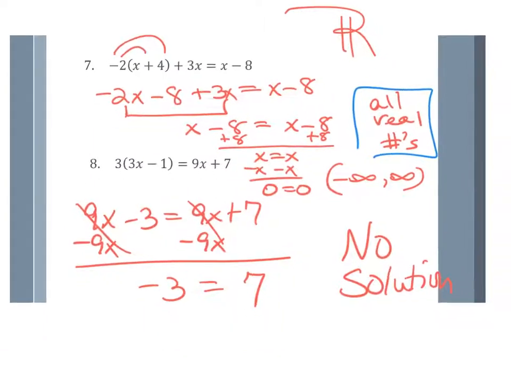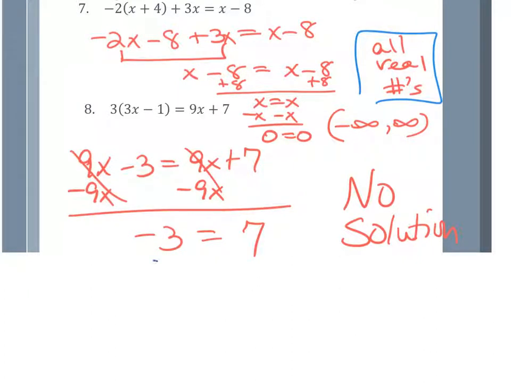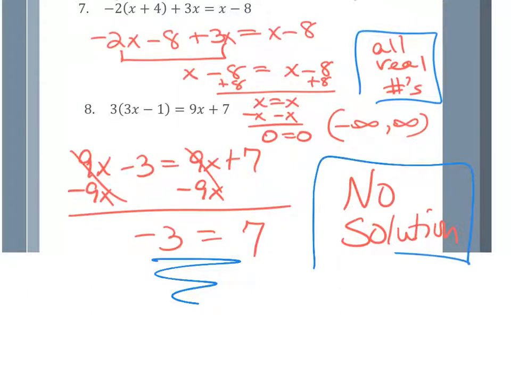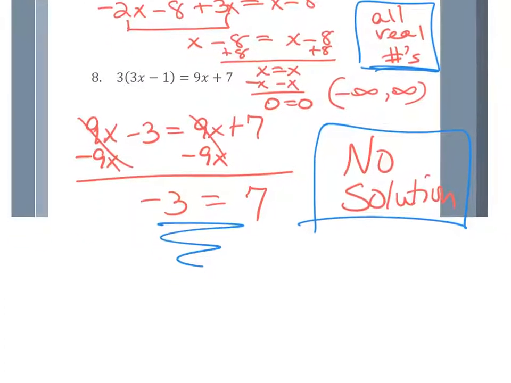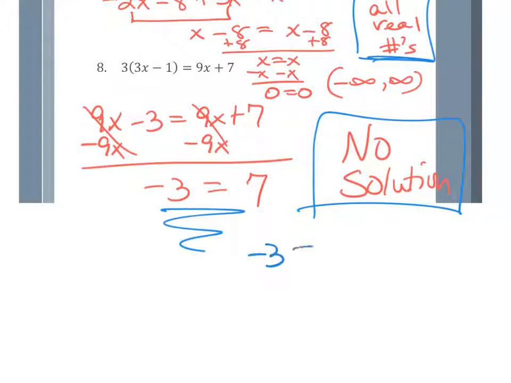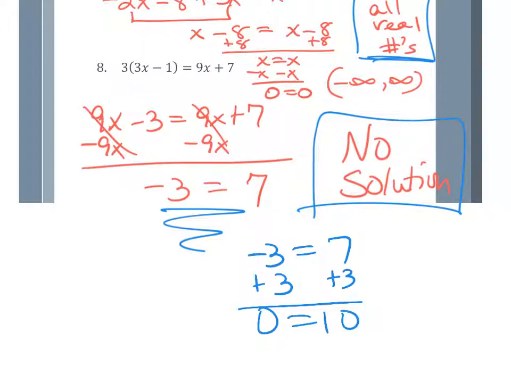Now, when you go to write your answers, the answer isn't this. The answer is no solution. Same thing on the previous problem. The answer was all real numbers. You could have kept trying to move something together, and then you would have gotten 0 equals 10. So this one is no solution. This will never happen. Negative 3 will never equal 7, so it's no solution.